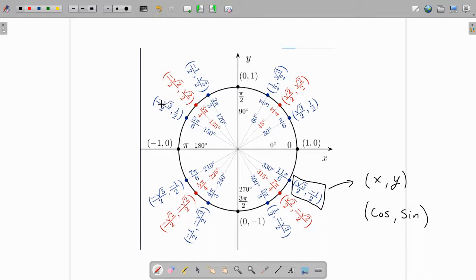Be careful over here. Your x's are negative. Over here, they're both negative. Watch out for those negatives. Over here, your y's are negative. All right, so we're going to refer back to this, the whole unit circle, and I clipped this throughout the presentation.